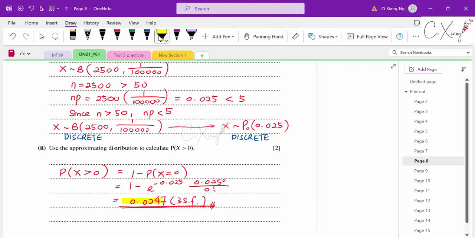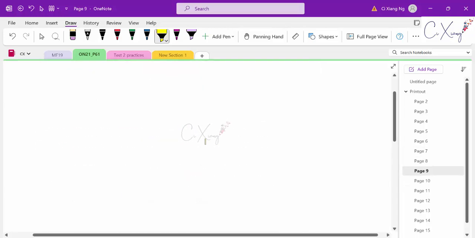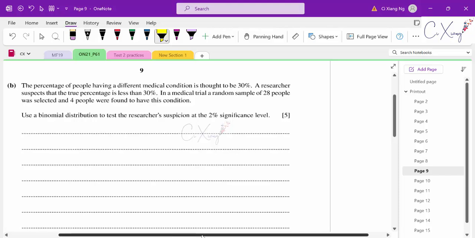Yeah, so this is how we get the answer for A2. Then let's proceed to the next part. Okay, for part B.